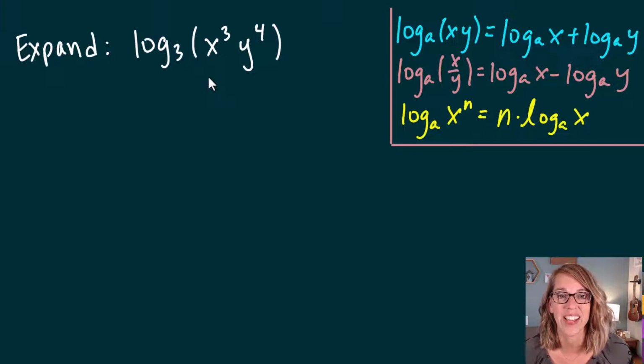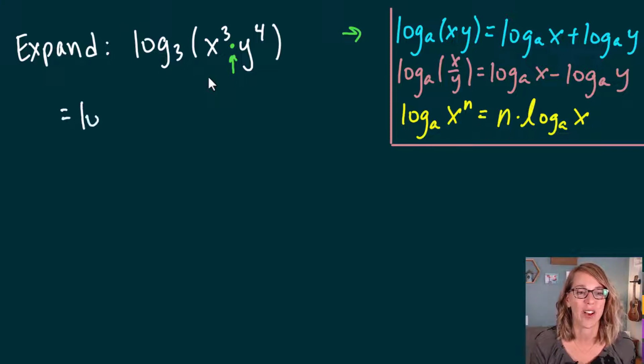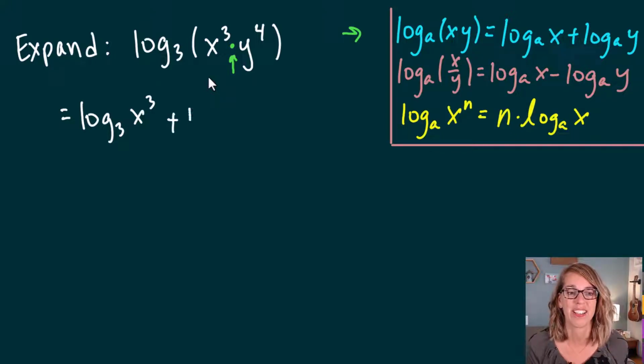Okay, let's go ahead and apply these to our problem. As we're working through this, the very first thing that I recognize is that this is a product. I want to go ahead and apply that product property first, and I end up with log base 3 of x cubed, splitting it at the multiplication sign, plus log base 3 of y to the fourth.